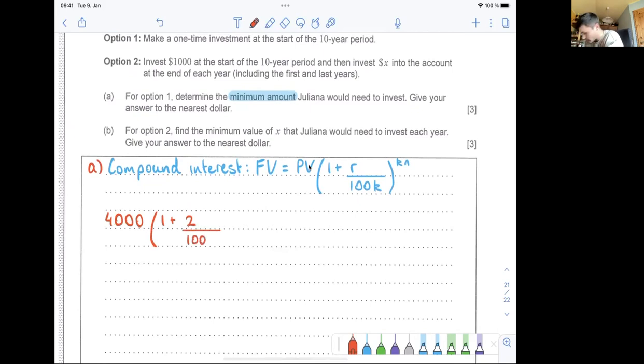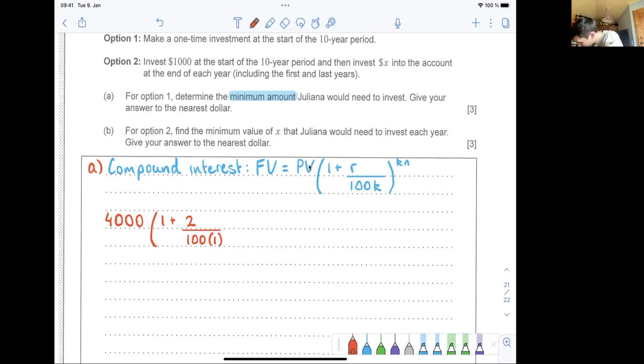Now we were told it's annually, so k is going to be 1. I'm going to put 1 in here just so you can see what would happen. If k is 1, you don't have to put the 1 there. Though if it is not, then you definitely, I would say, remember it.